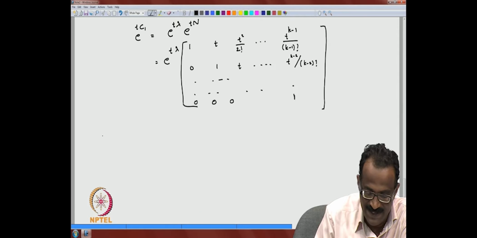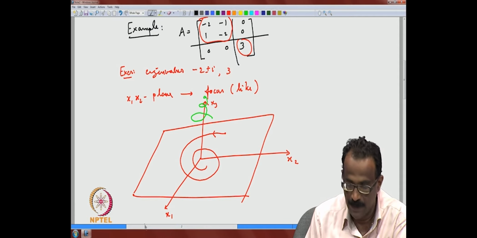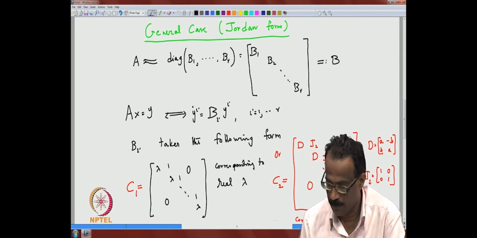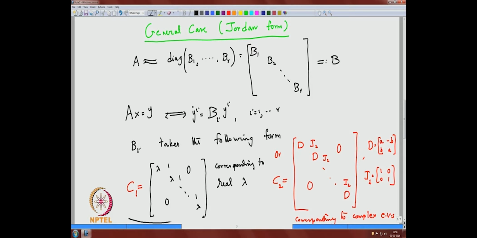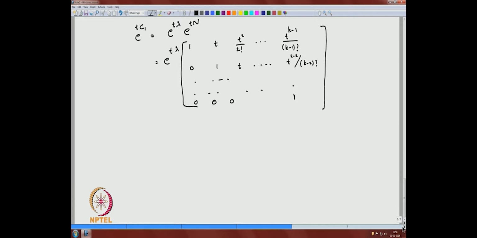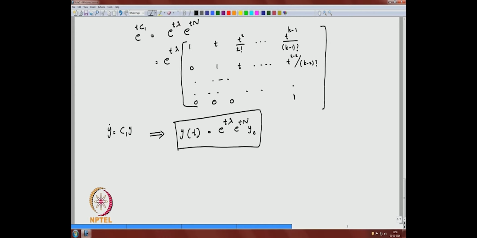So for the system with C1, you want to solve y dot is equal to C1 y, a particular form of the matrix. These are the only two cases that will come up. This immediately implies y of t is equal to e power t lambda into e power t N, this matrix, times y naught. So, you have a nice solution here. Now we go to the next case, the second case.